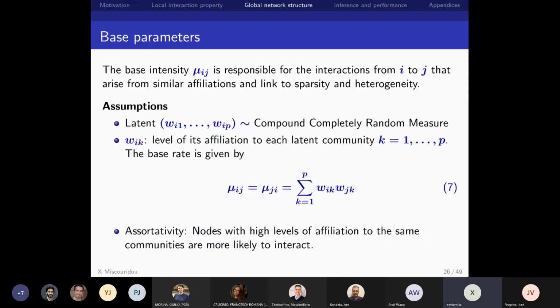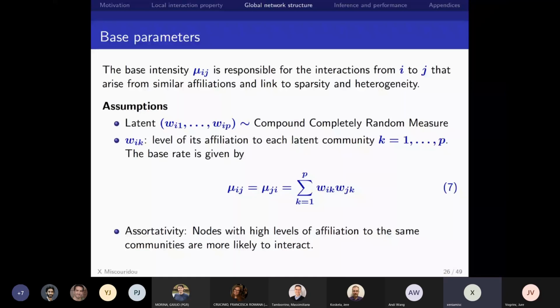So we're saying that these Wi vectors show the affiliations to these latent communities. So Wik is the level of affiliation of person i to community k. And since I'm taking a dot product between your vector and my vector, this is exactly saying that the more similar we are, the higher the probability that we are connected. So we model communities in this way, and we model homophily and assortativity in this way.